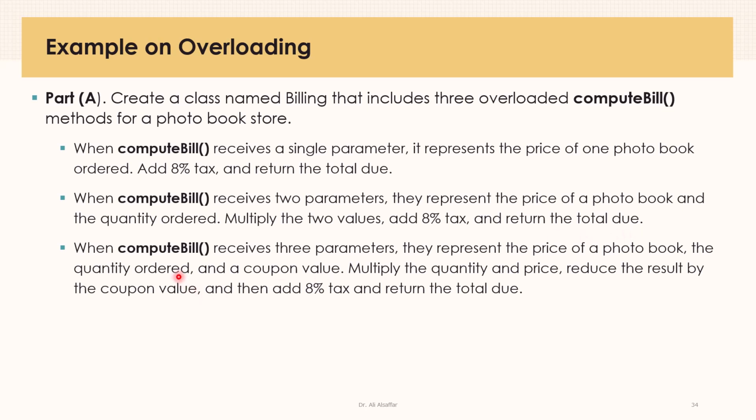The third method receives 3 parameters. They represent the price of a photo book, the quantity ordered, and the coupon value. Multiply the quantity and price, reduce the result by the coupon value, and then add 8% tax and return the total due. Let's go to JGrasp and write the class definition.